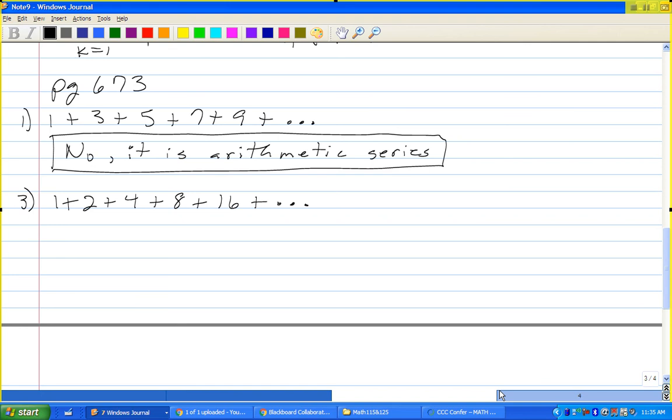Okay, let's look at 1 plus 2 plus 4 plus 8 plus 16. Notice that this series is a geometric series because I keep multiplying each term by 2. And so 1 times 2 is 2, times 2 is 4, times 2 is 8, times 2 is 16. And so the sequence here is a geometric sequence. Since I'm adding up the terms in a geometric sequence, this is a geometric series.